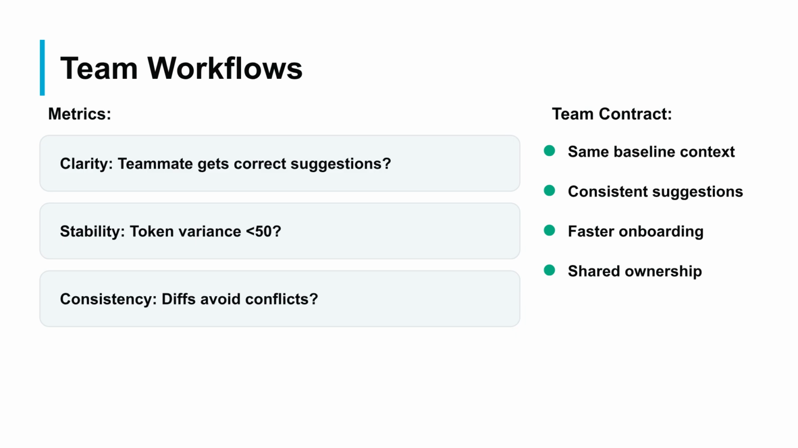Persistent context improves team workflows significantly. Metrics like clarity, stability, and consistency are improved. The team contract ensures the same baseline context, consistent suggestions, faster onboarding, and shared ownership of the project context.